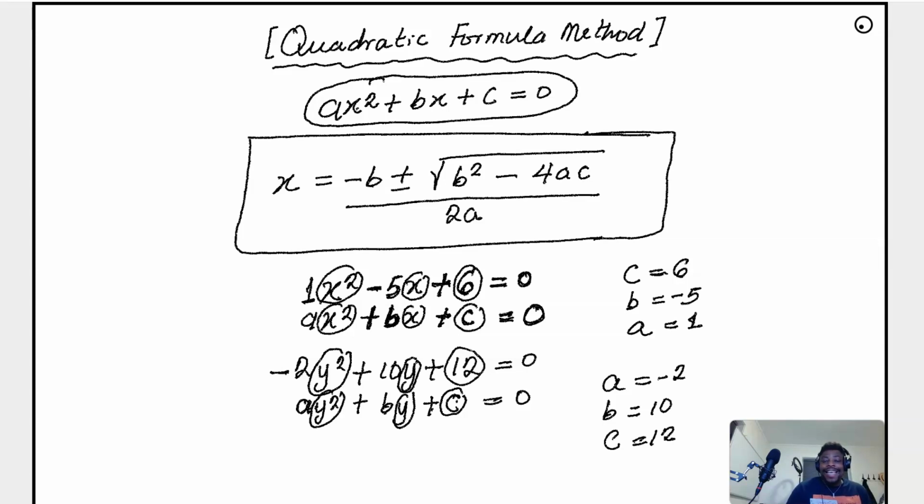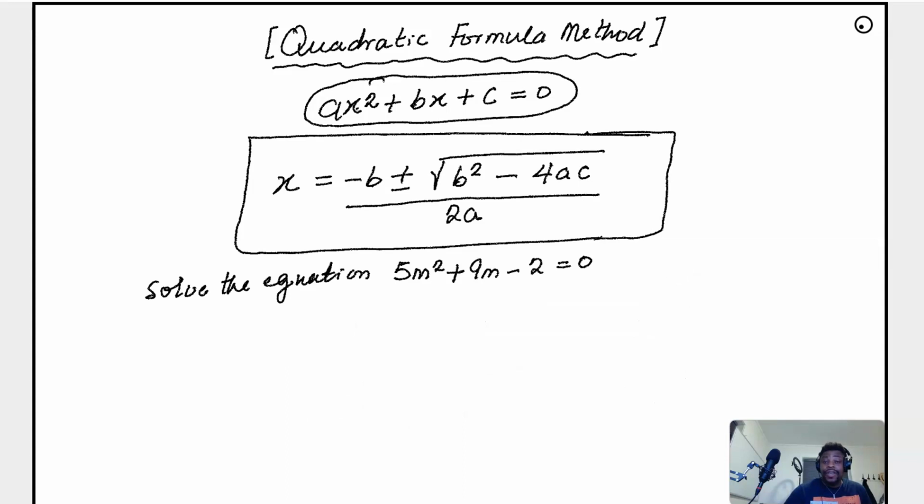Now, let's take an example and use that example to solve a quadratic equation using this formula. Let's dive right into it. Now, let's solve this quadratic equation. Solve the equation 5m squared plus 9m minus 2 is equal to 0.